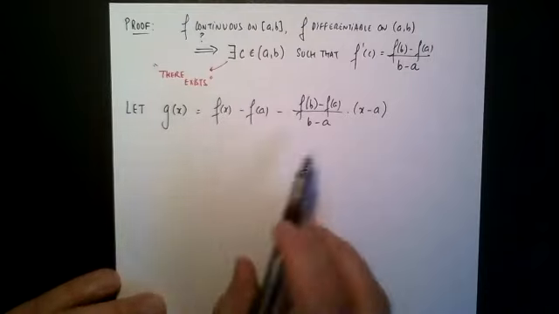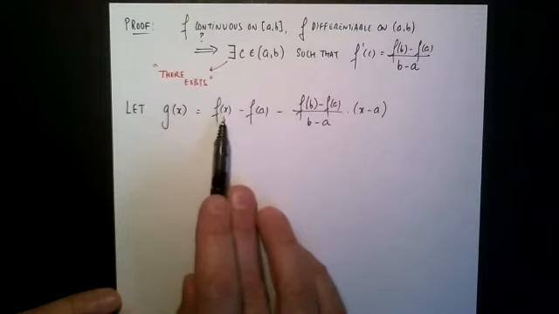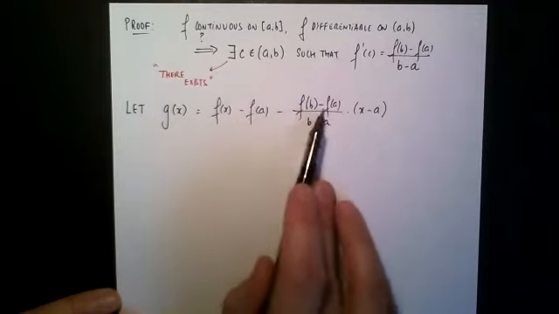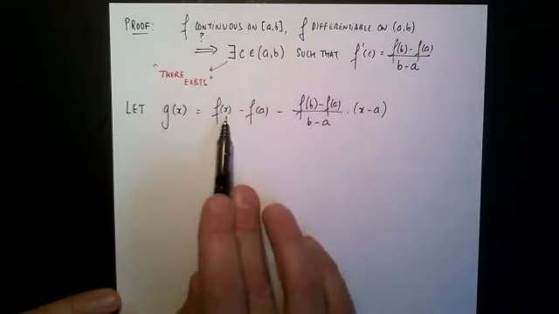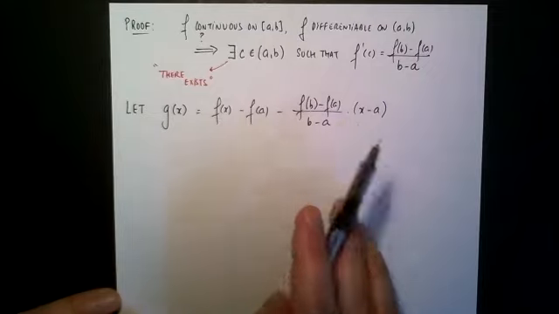Okay, so let's check what's going on. What's g? Let's analyze g. Remember, g is a function just of x. a and b are given to me, so f of a is a number, this is a number, everything's a number besides x. So g is a function of x.